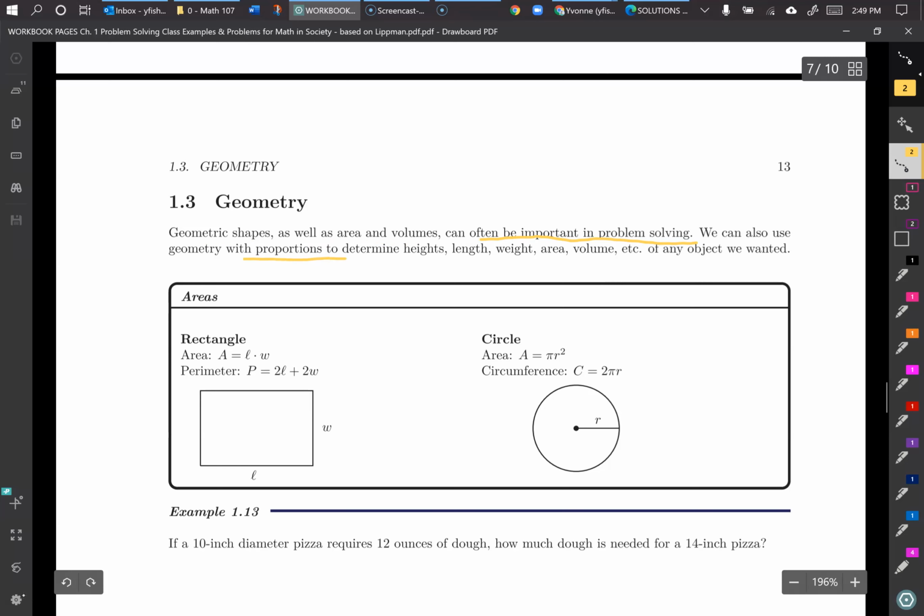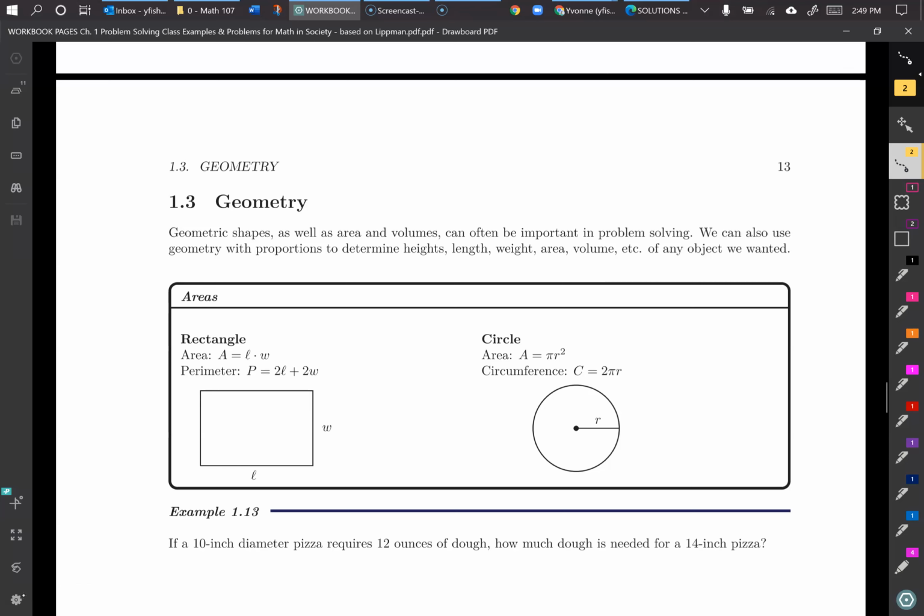We can use proportions to determine heights, length, width, area, volume, etc. of any object we wanted. So we just have to make sure that we're consistent with how we compare things. And when we're using proportion, you don't want to mix that with the method of dimensional analysis or unit analysis that we use when we have unit fractions. That's a different process. So just keep that in mind.